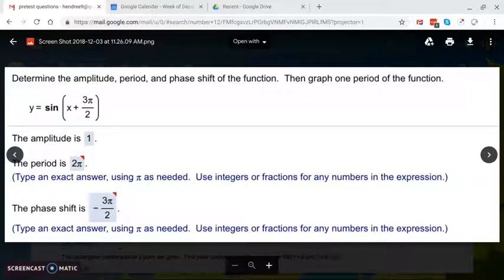Here we have exam question number 12 on the sample final. And so we've got a sine function, and we're supposed to determine the amplitude, the period, and the phase shift of the function. Okay, so I'll take you to my solution.